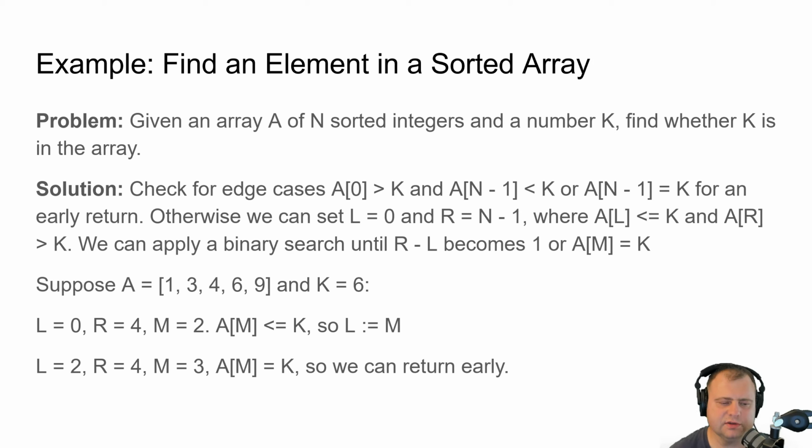In discrete cases, it depends on the case. If you're looking for something precise, you can return early. In real number cases or some discrete cases, when you're looking for something maybe not exact, you can sometimes keep going until you end with R minus L equal to 1. And in this case, if the number isn't present, in the end, when R minus L is equal to 1, you just check: what is AL equal to? Is it k or not?